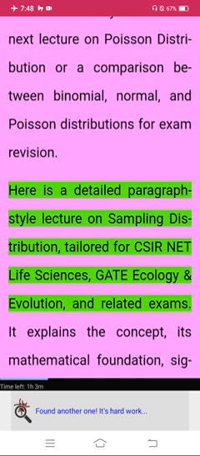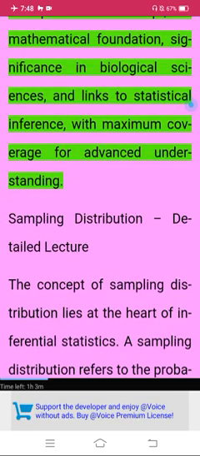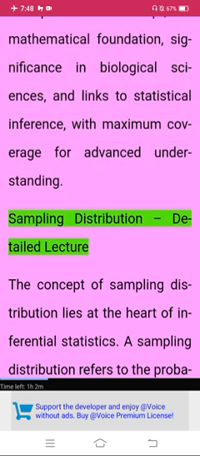Here's a detailed paragraph-style lecture on sampling distribution, tailored for CSIR-NET Life Sciences, GATE Ecology and Evolution, and related exams. It explains the concept, its mathematical foundation, significance in biological sciences, and links to statistical inference, with maximum coverage for advanced understanding. Sampling distribution, detailed lecture.